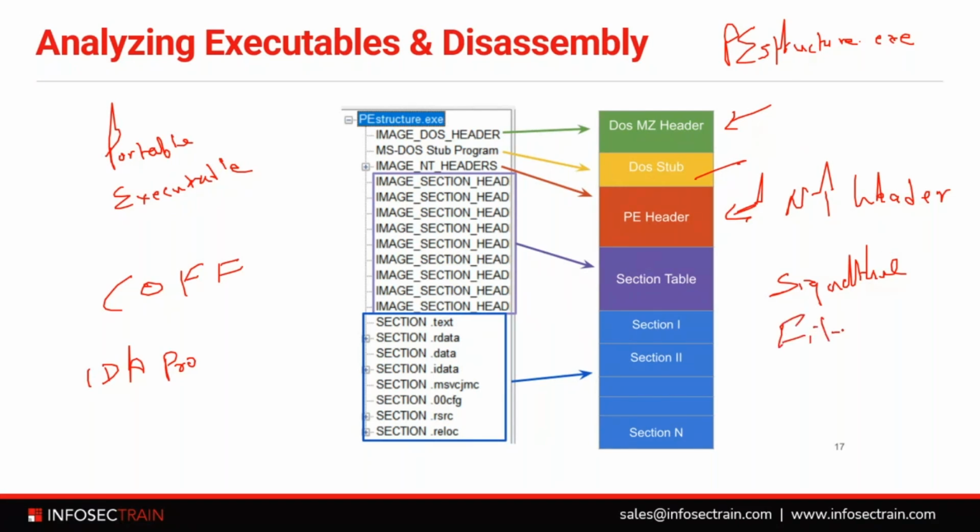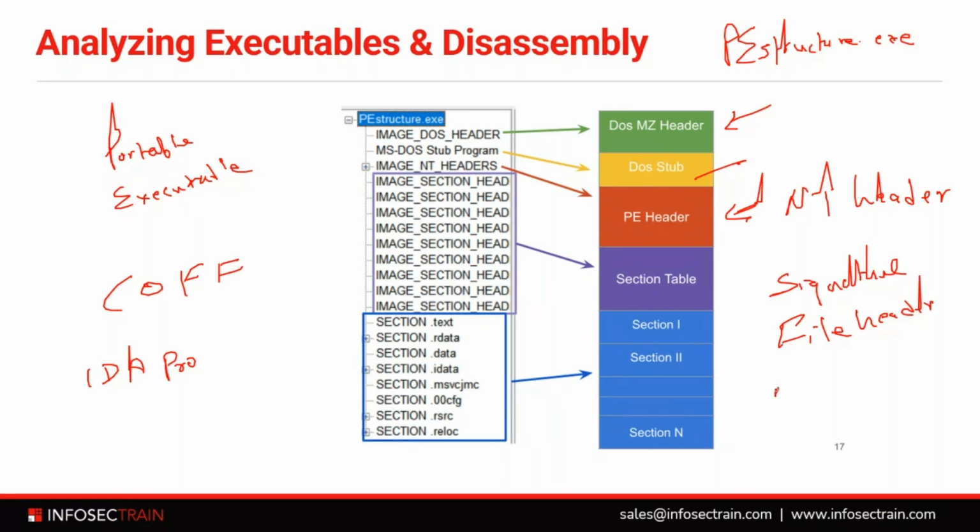Then the file header. The file header is also known as the COFF header, which consists of 20 bytes of the portable executable file, and it holds the information about the physical layout and the properties of the file, right? The number of sections, the pointer to the symbol table, the whole structure, right?